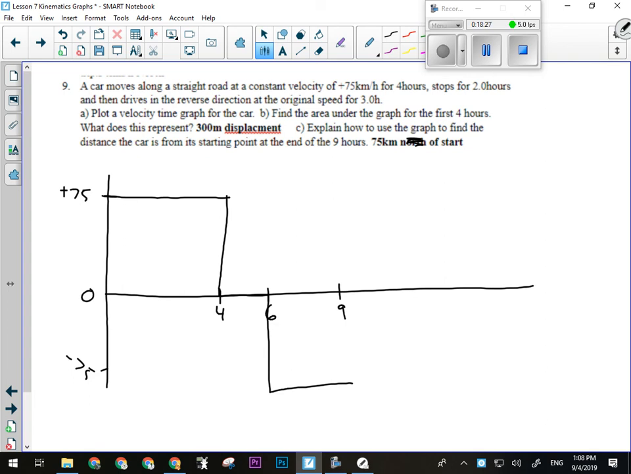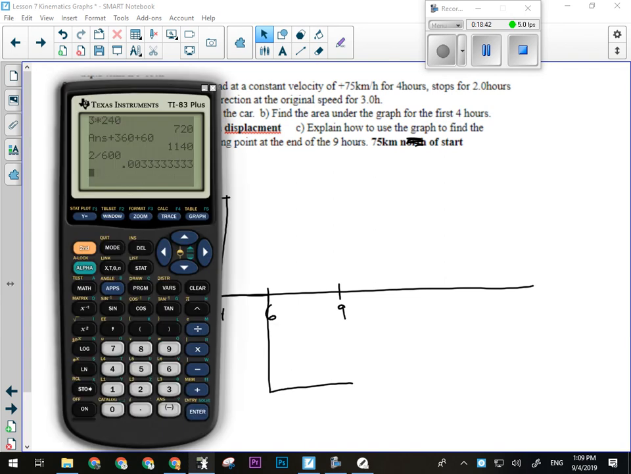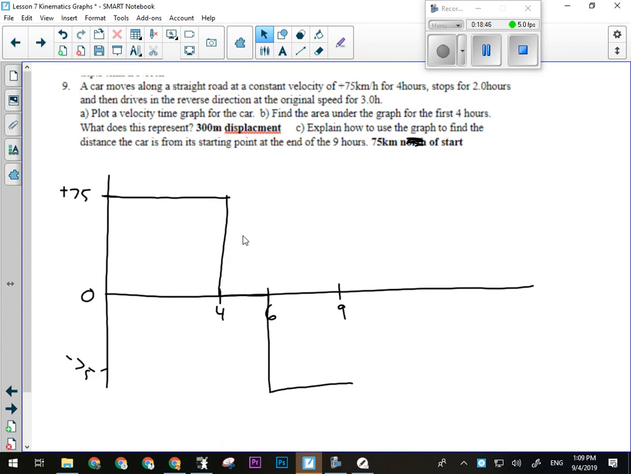Everybody okay with that? All right, the next thing it asks for is find the area under the graph for the first 4 hours. This shouldn't be meters, it should be kilometers. But okay, so we're going to have 75 times 4. It's going to give me 300. So this here will be 300 kilometers. All I did was take average velocity and multiply by time.